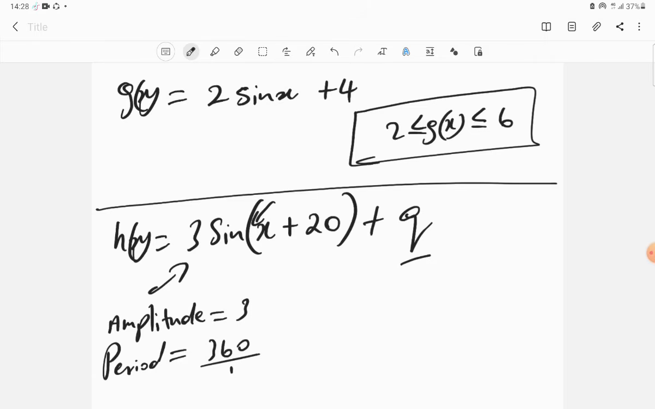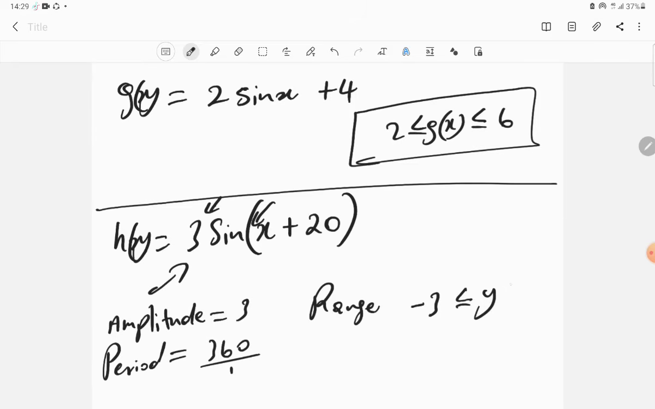Otherwise, the rest of the other things, except this one, because this one also has the tendency of changing the range, because now the range before these two being added, the range of this function is -3 less than or equal to y less than or equal to 3. So this is the graph along the vertical axis. It is going to be open this way. So this value of a there and the value of q there are the values that really affect the range of the graph.